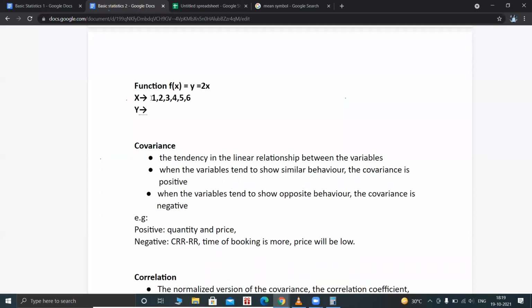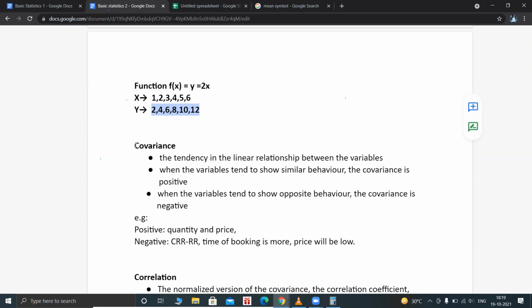If x is equal to 1, what is my y value with the help of that function? It was 2. Then if x is equal to 2, what is y? 4. Then 3, 6, then 8, 10 and 12. Let's see here, guys. If I keep on increasing x values, my y also gets increased.